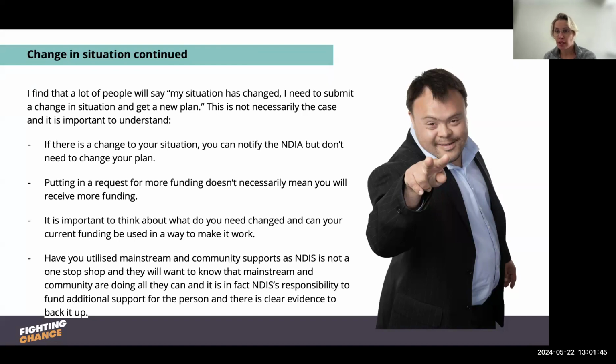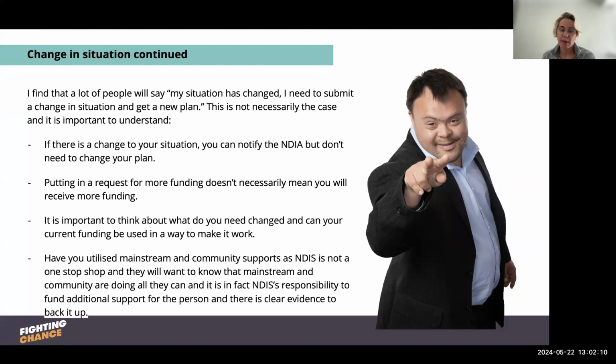If it's a housing situation and you're not able to live at home anymore, is there temporary housing that you can explore, and is that suitable? And if not, give an explanation as to why, getting a report from an occupational therapist to pretty much rule out those mainstream and community options as being options.